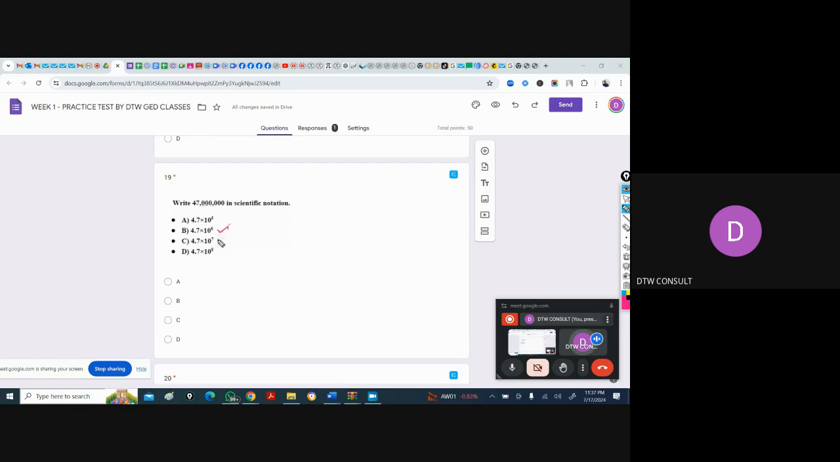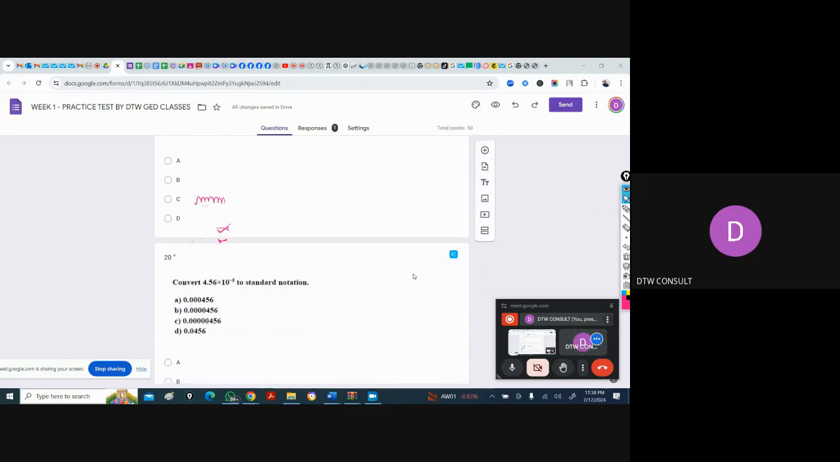So the answer here is what? C. Okay. You stop before the 4. Before the 4. And you would see it in the option. This is 4.7. So when the decimal point ends at 4, you have to count: 1, 2, 3, 4, 5, 6, 7. That means I'm wrong. I thought it's 6. No. It's C.